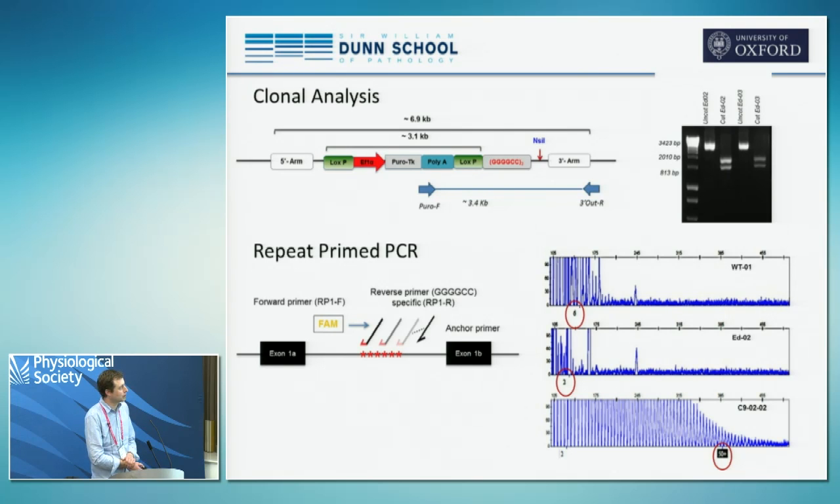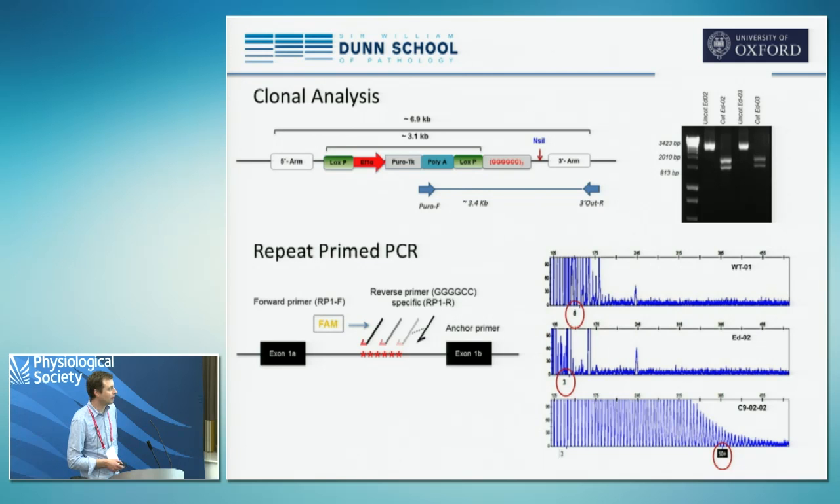We also used digital droplet PCR to ensure that only one copy had actually integrated. We also used repeat primed PCR. This is a method of amplifying repeat expansions. You can't simply use standard PCR to amplify 6,000 nucleotides of gene C. It really won't happen.